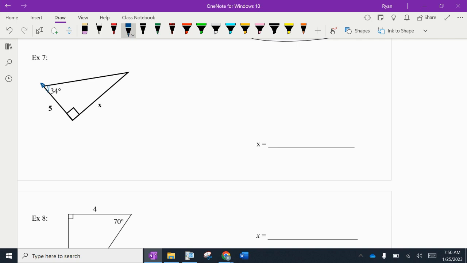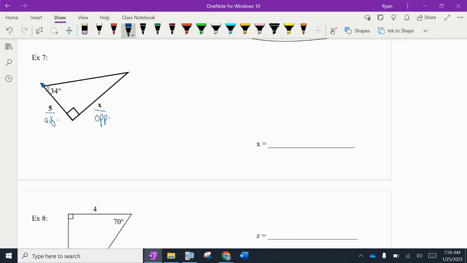5 is significant because we actually know it. X is significant because we want to know it. So what you need to do is label those two sides using the words opposite, adjacent, hypotenuse. 34 degrees is opposite the x. The 5 is adjacent to the 34. Hypotenuse is the one that we don't care about. We don't know it. We don't care about it, so it's irrelevant.